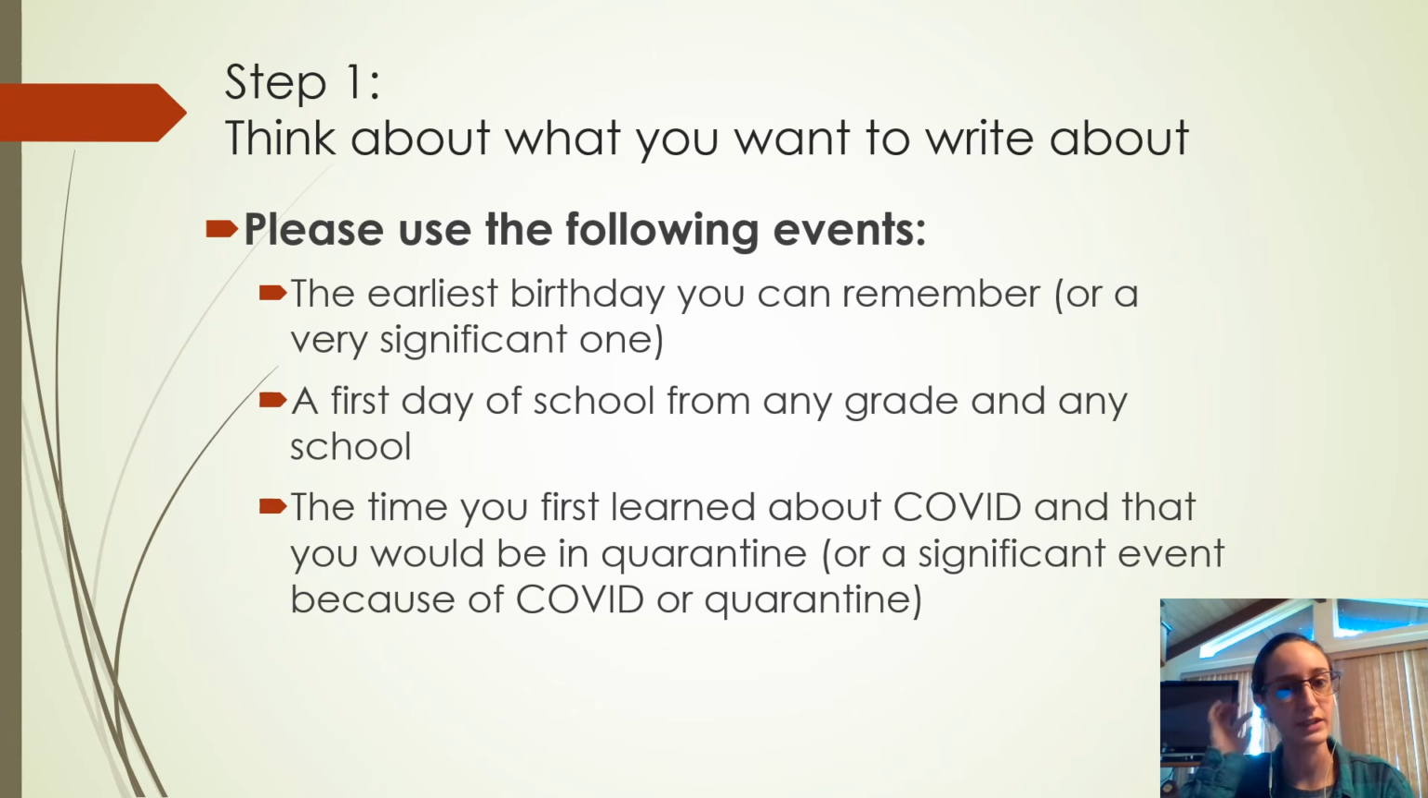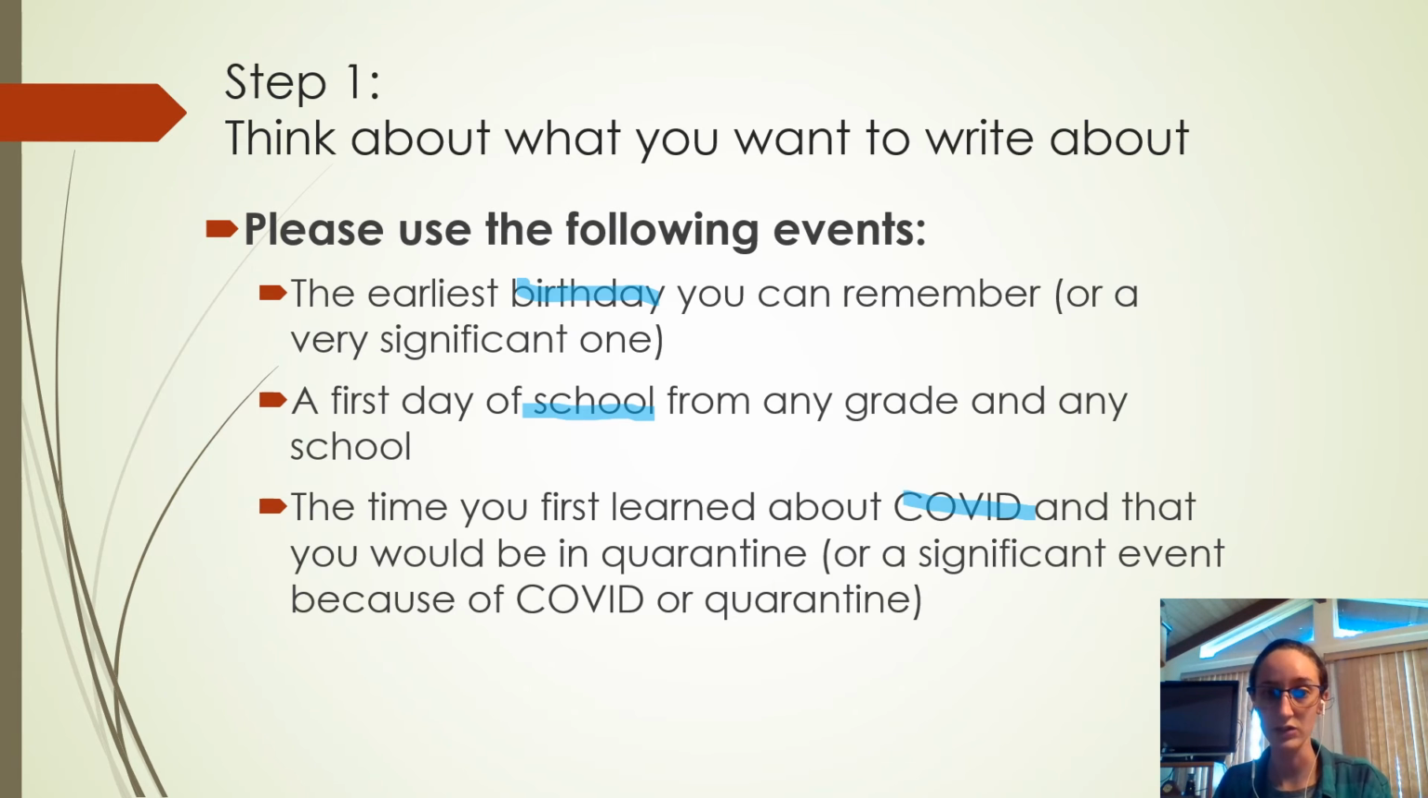Alrighty, step 1 is to think about what you want to write about. So remember, we're going over these 3 events: the earliest birthday you can remember, a first day of school, and something about COVID. So those are 3 things that we all have in common. We all have birthdays, we all go to school, you can use your first day at Insight, and we all have experienced some sort of COVID-19 thing due to the pandemic, whether it was quarantining, or having a family member who was sick, or being concerned about it, or wearing masks, or anything like that. We all have experienced something related to COVID-19. So those are all events that are up for grabs.